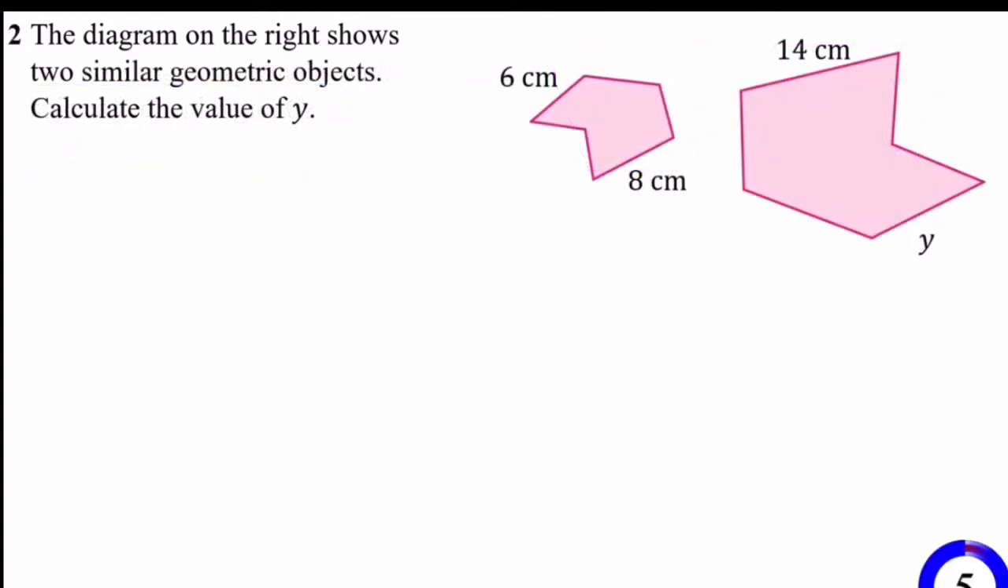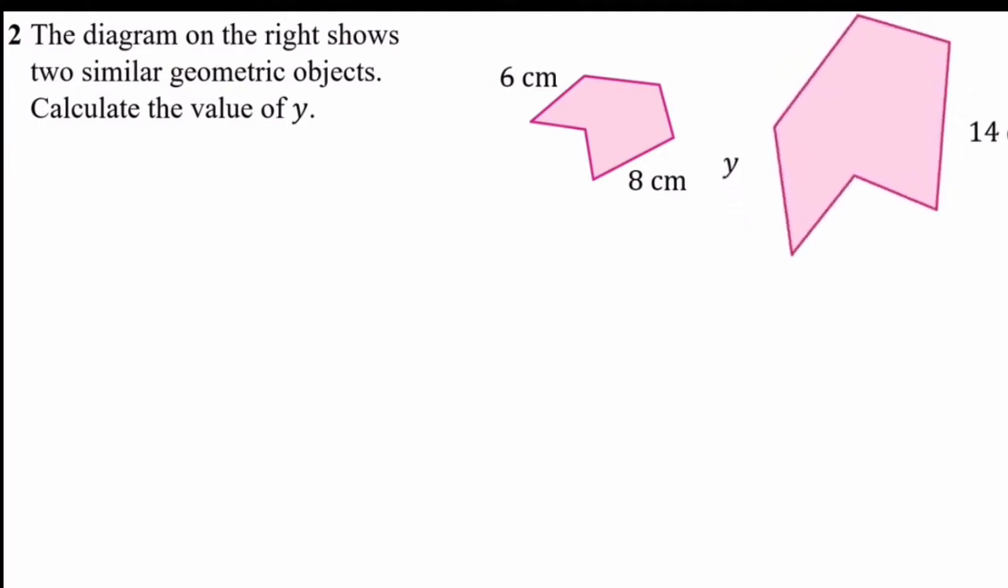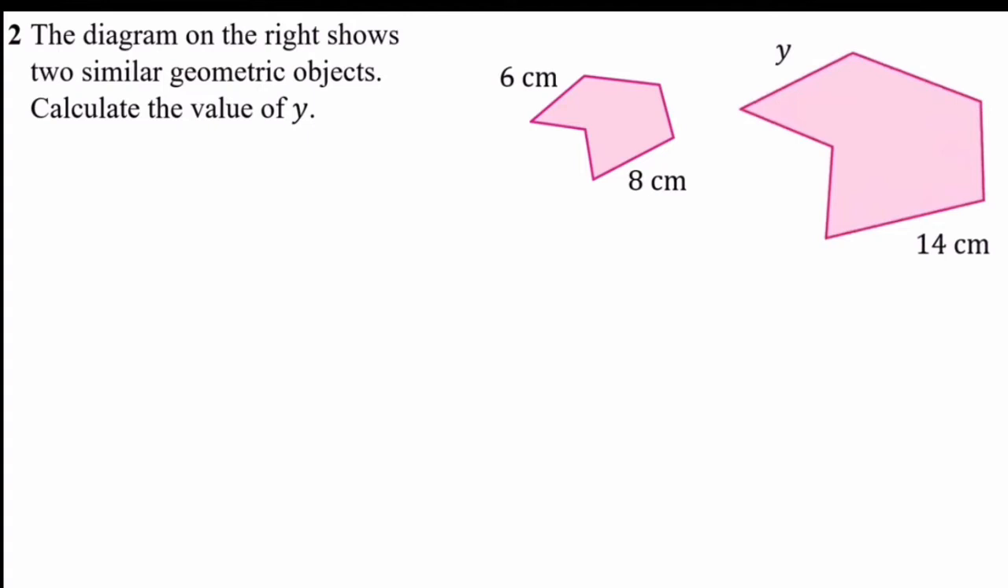Let's proceed to question number 2. The diagram on the right shows two similar geometric objects. Calculate the value of y. The keyword here is similar. When you see similar, it means it is actually having the same shape but different size.